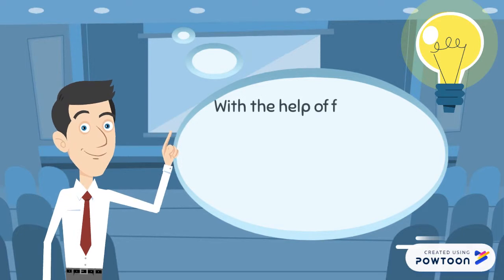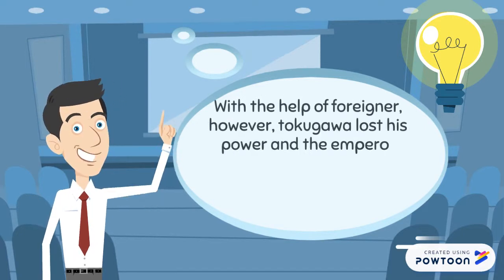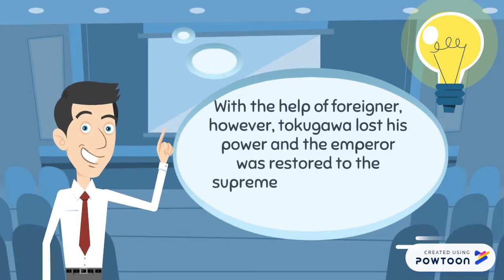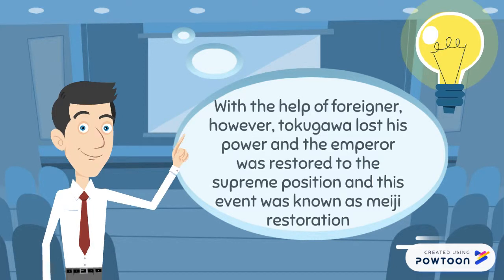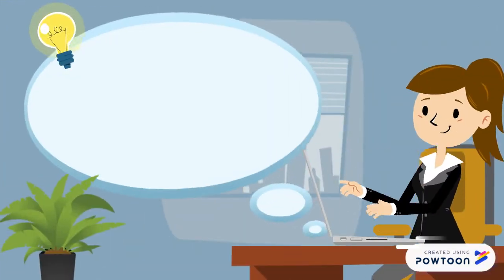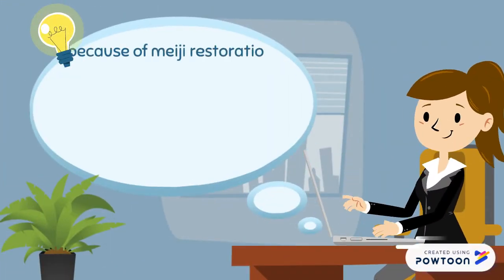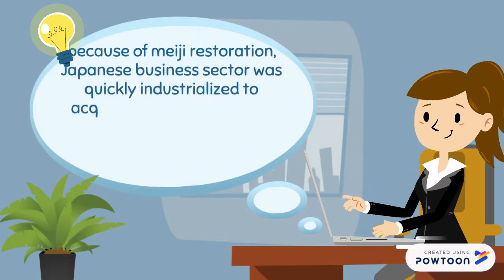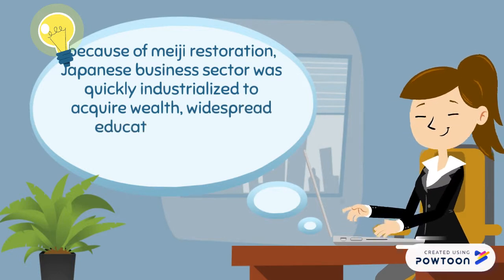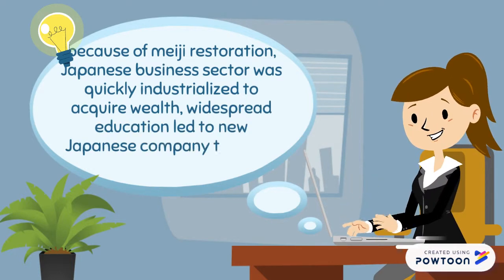With the help of foreigners, however, Tokugawa lost his power and the emperor was restored to the supreme position, and this event was known as the Meiji Restoration. Because of the Meiji Restoration, the Japanese business sector was quickly industrialized. Widespread education led the new Japanese company to adapt foreign technology.